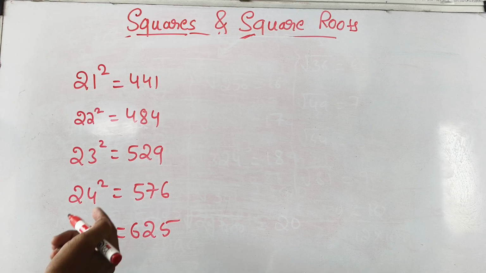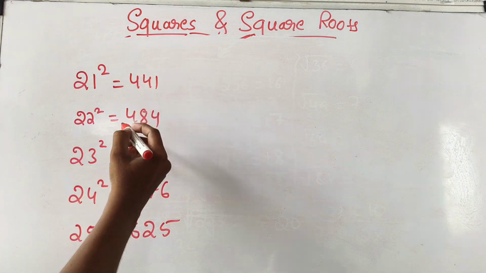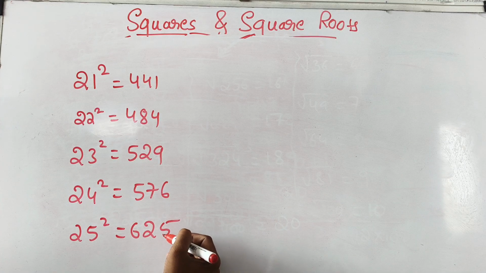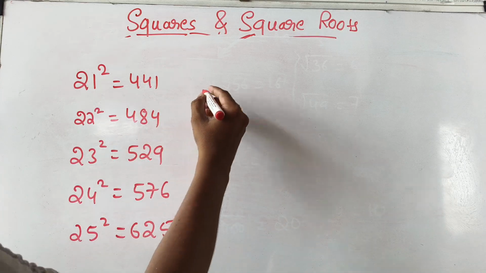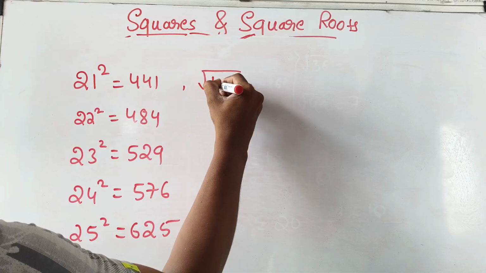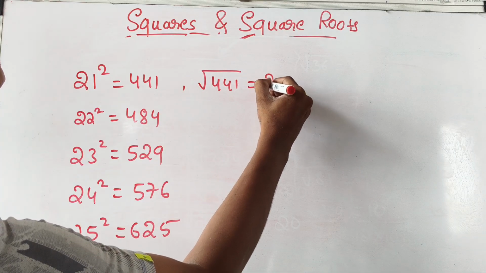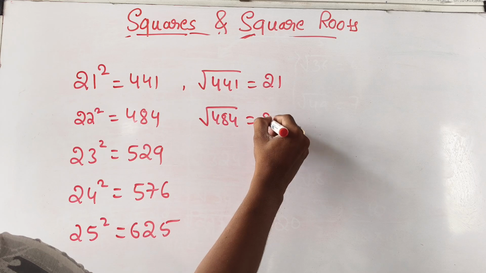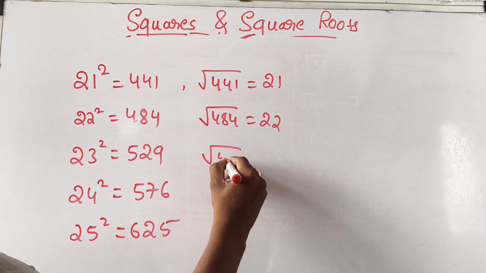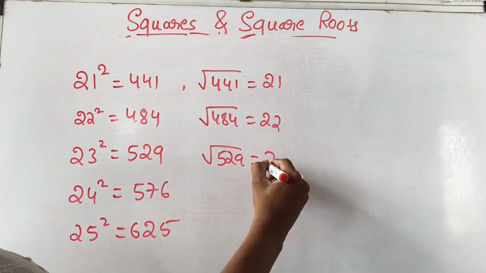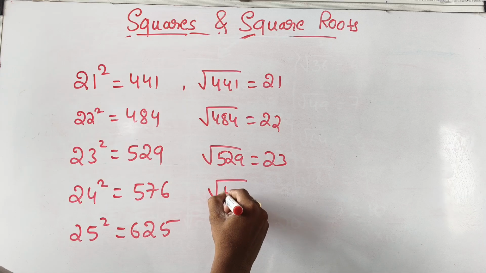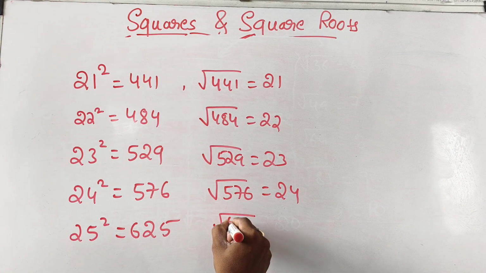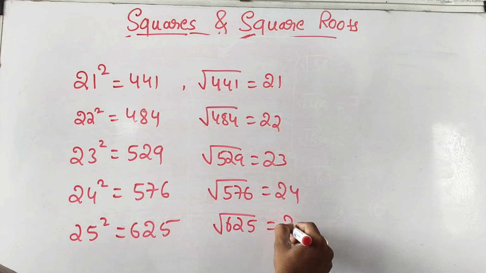We'll write the square roots. The square root of 441 is equal to 21. The square root of 484 is equal to 22. The square root of 529 is equal to 23. The square root of 576 is equal to 24. The square root of 625 is equal to 25.